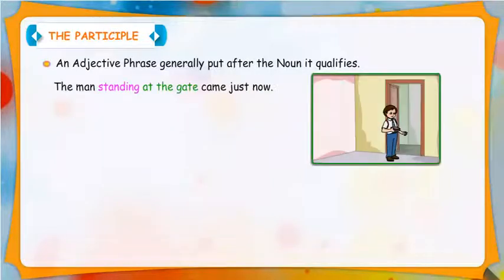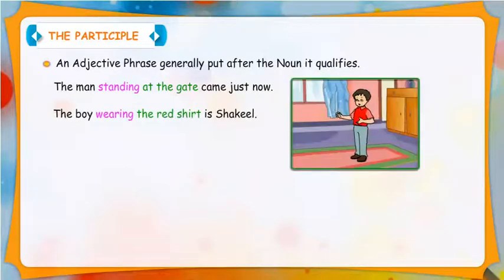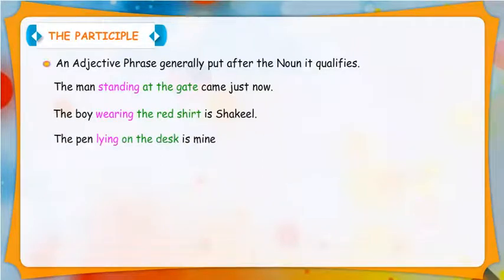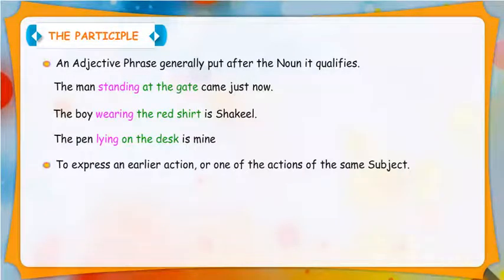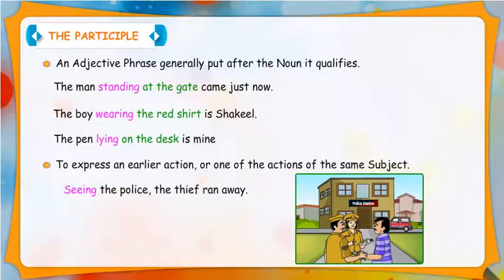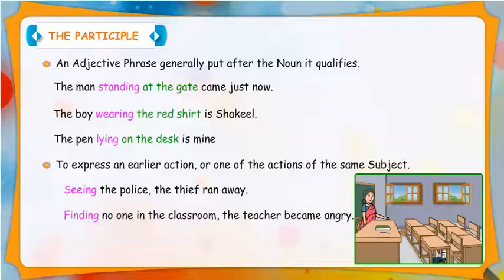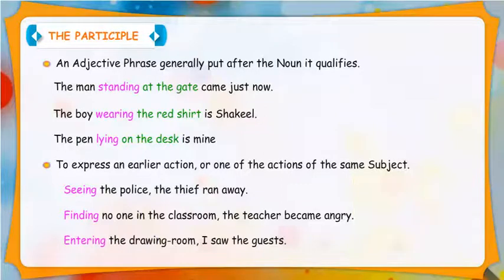An adjective phrase generally put after the noun. It qualifies. The man standing at the gate came just now. The boy wearing the red shirt is Shakil. The pen lying on the desk is mine. To express an earlier action or one of the actions of the same subject. Seeing the police, the thief ran away. Finding no one in the classroom, the teacher became angry. Entering the drawing room, I saw the guests.